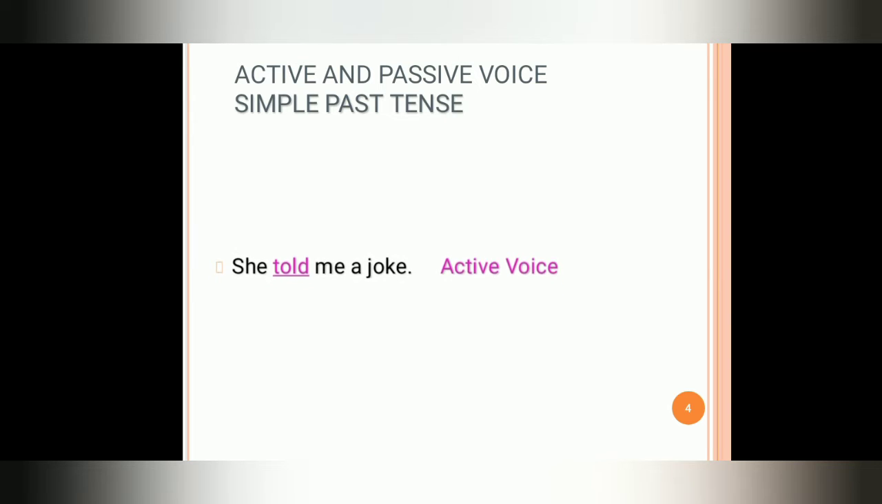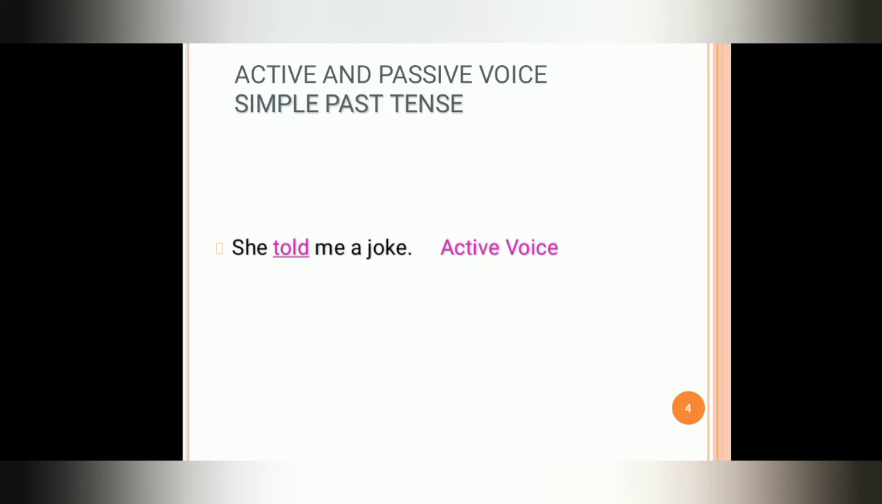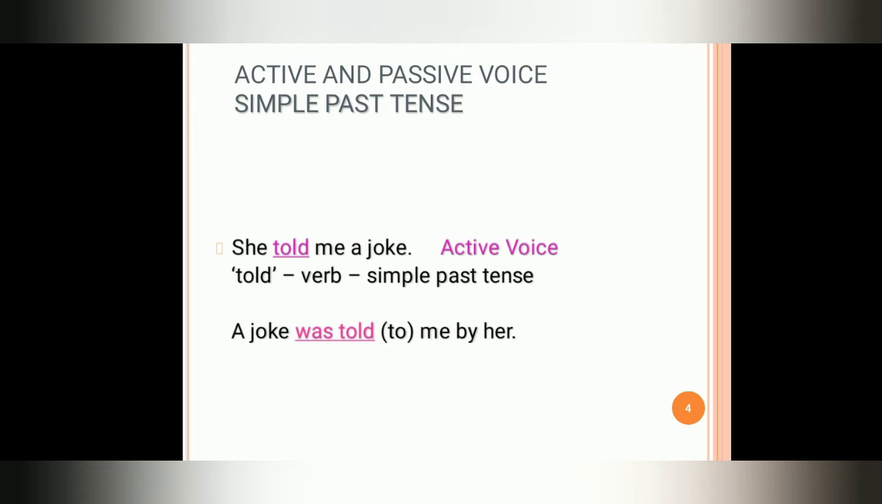She told me a joke. It's an active voice sentence. And here, told is the simple past tense verb. So here, told, as I said earlier, is the verb of the simple past tense. When we transform the sentence into the passive voice, it becomes a joke was told to me by her. This is the passive voice.